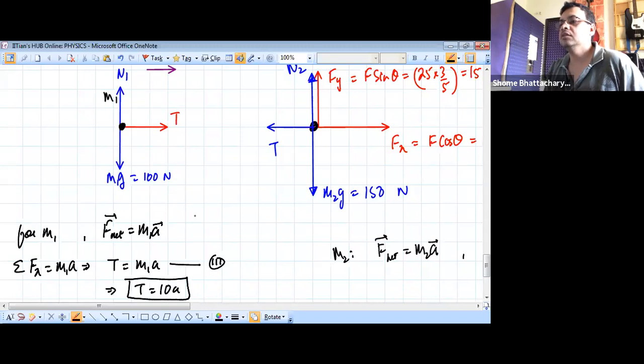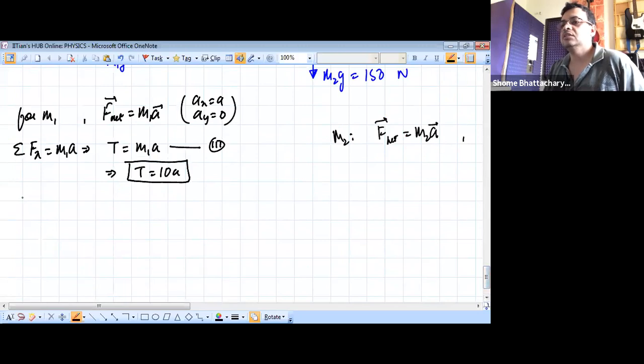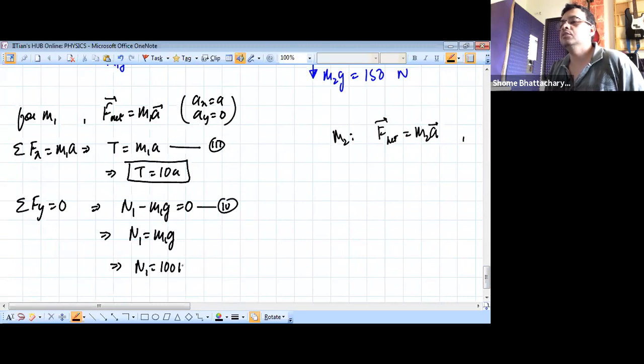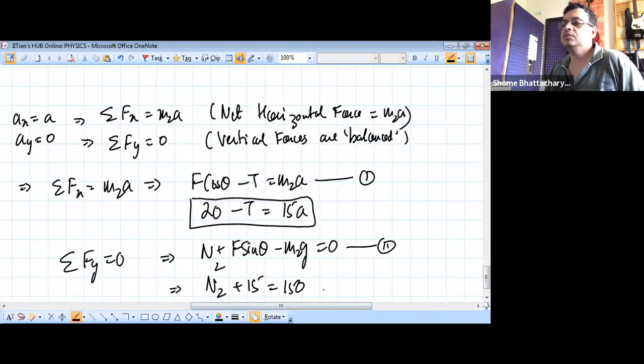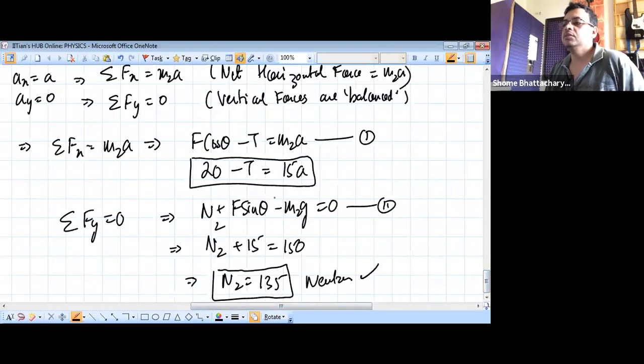Again, we can see that Ax is equal to A, Ay is equal to 0. Whereas summation Fy should be 0. In summation Fy, we have only two forces, N1 minus M1g. This is 0. So this is our fourth equation. And this will simply give us that N1 is equal to M1g or N1 is equal to 100 newtons. This is giving us this directly now. Similarly, we had this one directly, but the other two we need to solve.